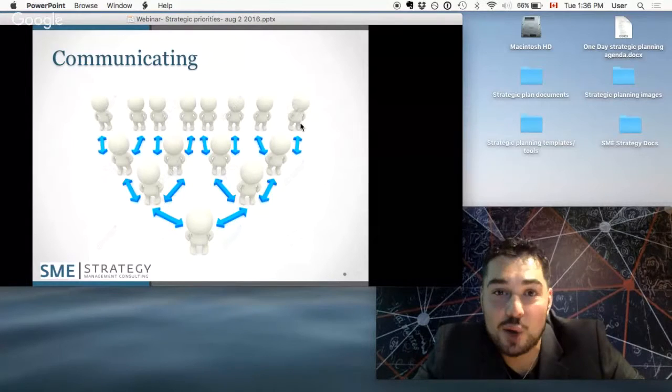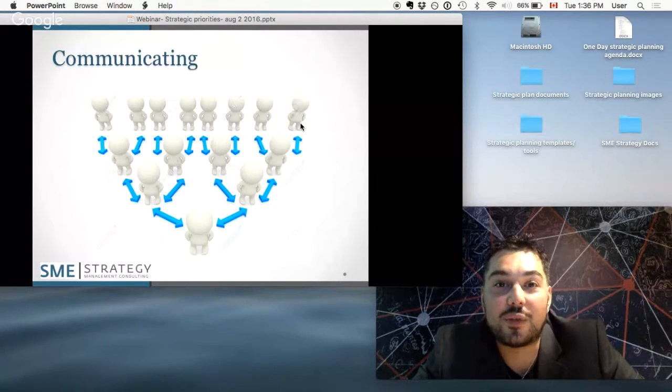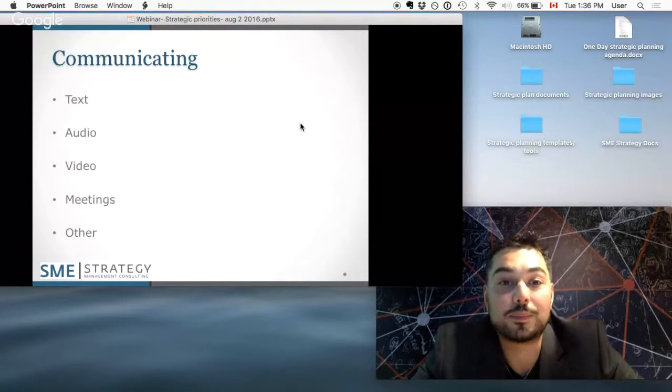And if you notice, the arrows go both ways. So that's the difference between the push and the pull. Communication has to go from CEO down to the employees. And then the management team also needs to listen to employees to know what to focus on as well.